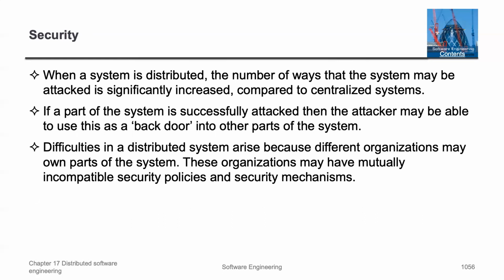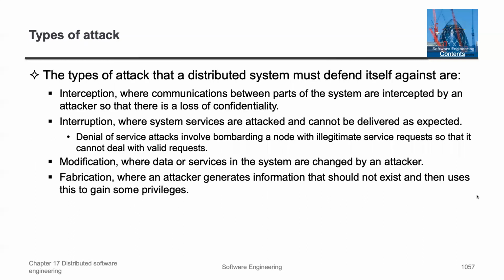For security, when a system is distributed, the number of ways that the system may be attacked is significantly increased compared to centralized systems. If a part of the system is successfully attacked, then the attacker may be able to use that as a backdoor into other parts of the system. Difficulties in a distributed system arise because different organizations may own parts of the system. These organizations may have mutually incompatible security policies and security mechanisms.